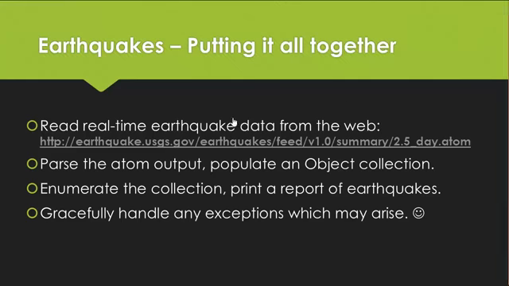So in our example, we will take a look at this data in Atom format, and we will parse it and populate a collection of objects, an array list of earthquakes. We will enumerate the collection, simply printing out a report of earthquakes. And hopefully we won't have too many problems, but if we do, we'll gracefully handle any exceptions. All right, let's get into the programming then.